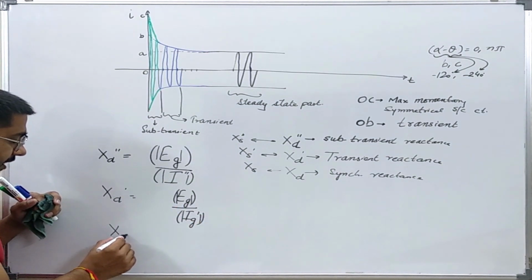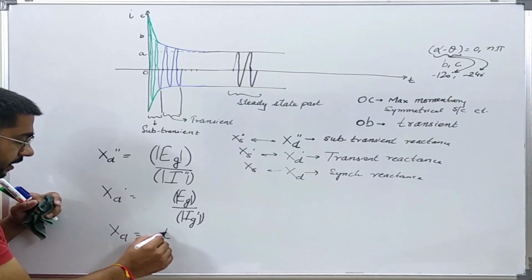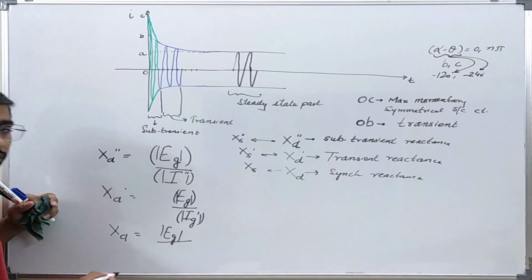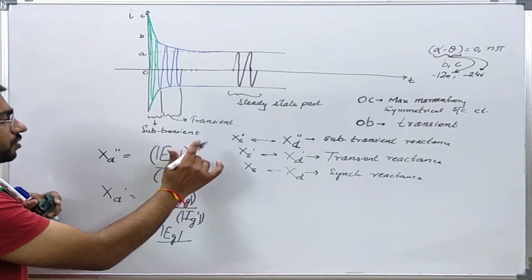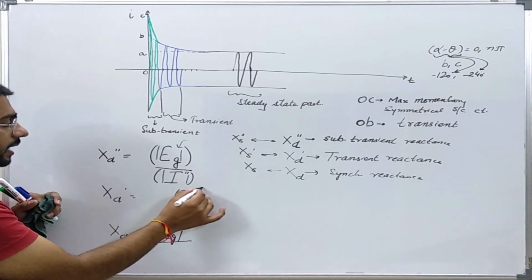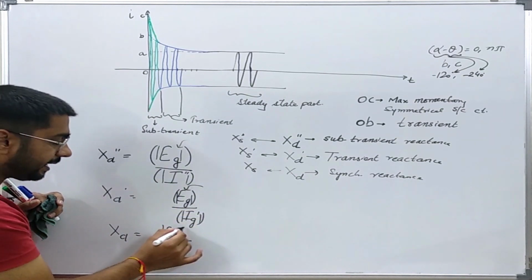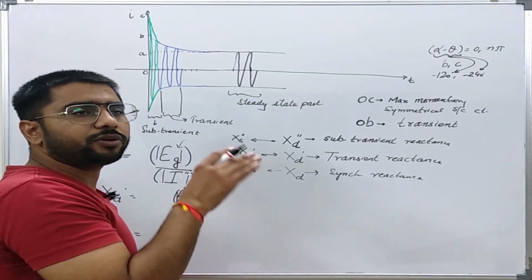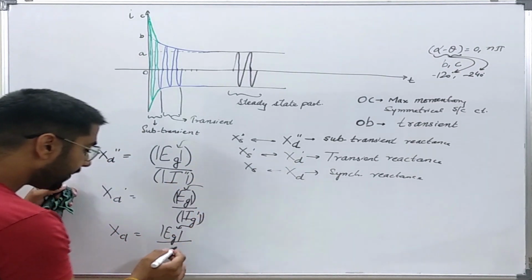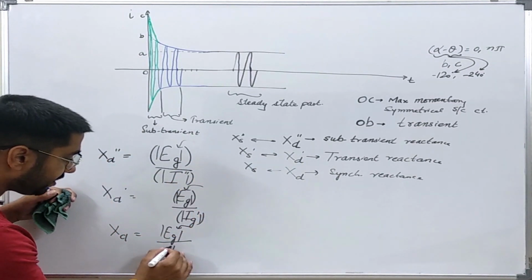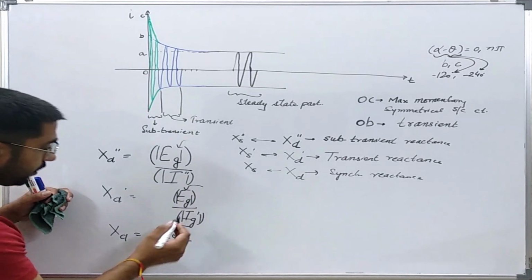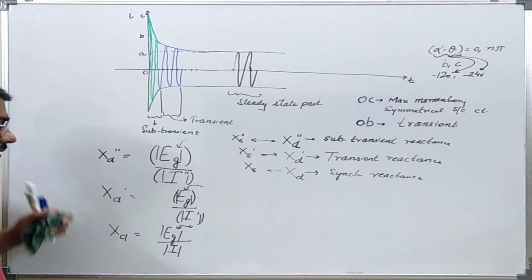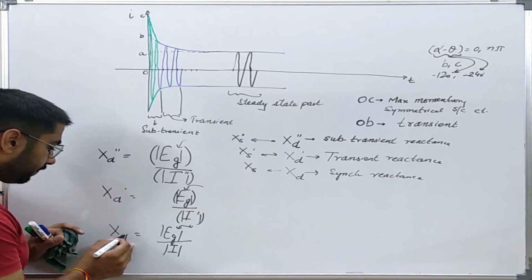Similarly, this XD is nothing but the induced voltage at no load. This is the induced voltage at no load. We are here dealing with the case when there is no load on the generator before the fault occurs. Okay, and this is the steady state component.